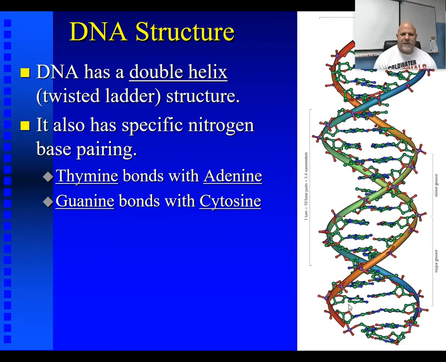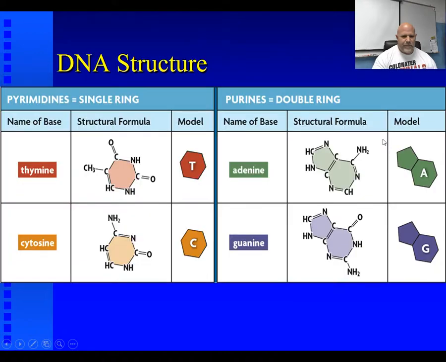Welcome to AP Biology. Today's video is going to be about the structure of DNA. So DNA forms a double helix, as you can see in this picture right here. And it has alternating sugars and phosphate groups that run along the outside runners. And then the rungs of the ladder are made up of nitrogen bases.